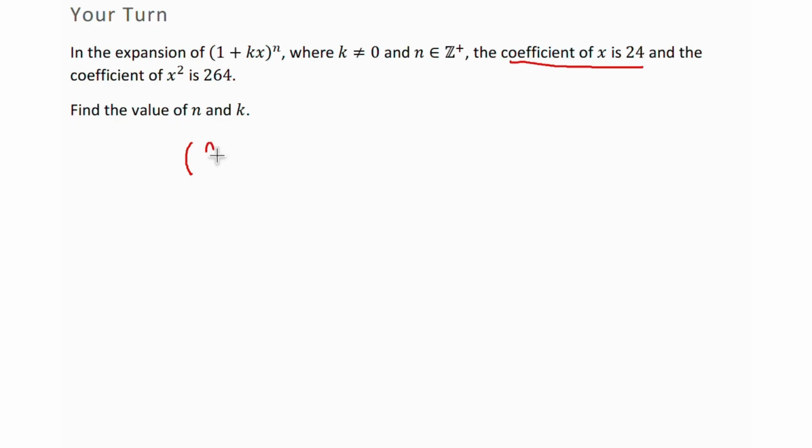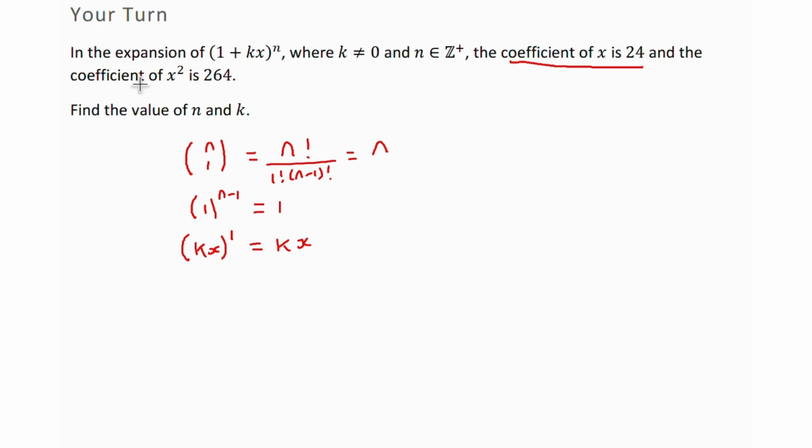So that means we're dealing with n choose something, 1 to some power, kx to some power. Because it's the coefficient of x, this needs to be 1. So this is 1 and this is n minus 1. N choose 1 is just n, or if we use the full formula, it's n factorial over 1 factorial, n minus 1 factorial. But that's going to simplify down to n times (n minus 1) factorial over (n minus 1) factorial, which is n. This is 1 and this is kx.